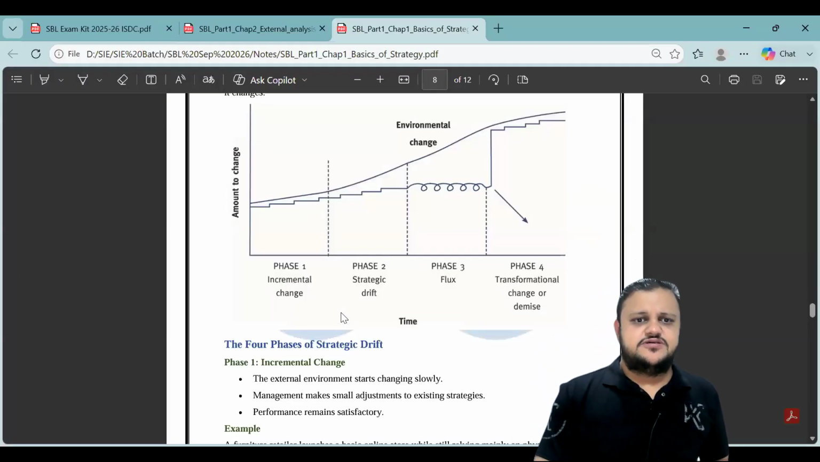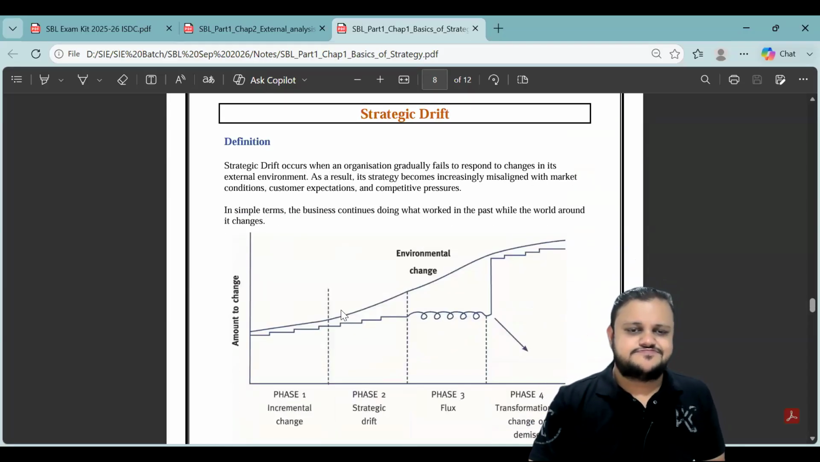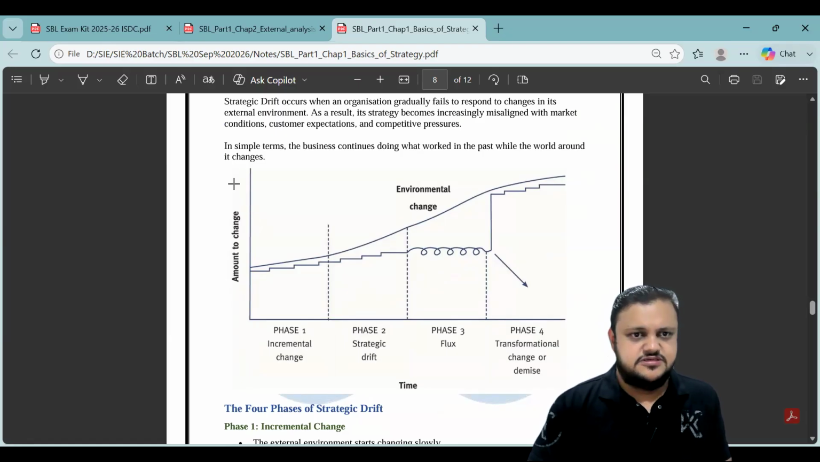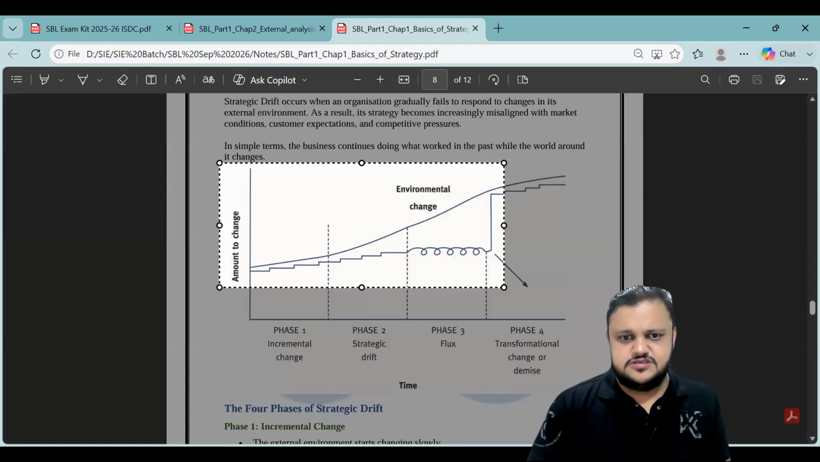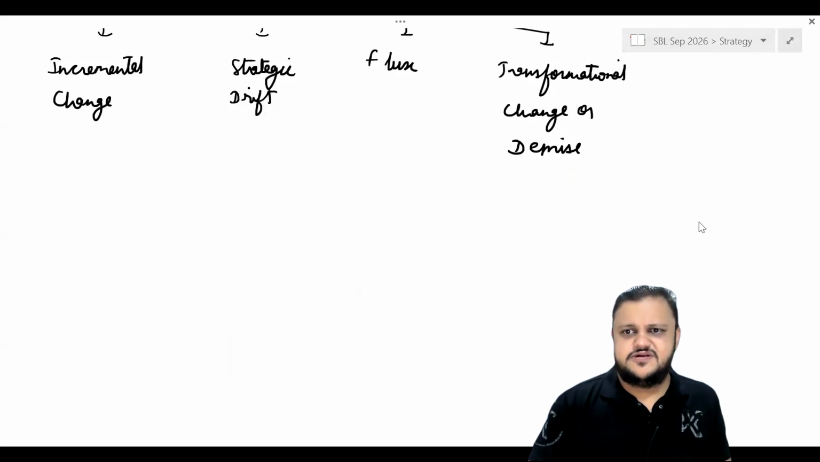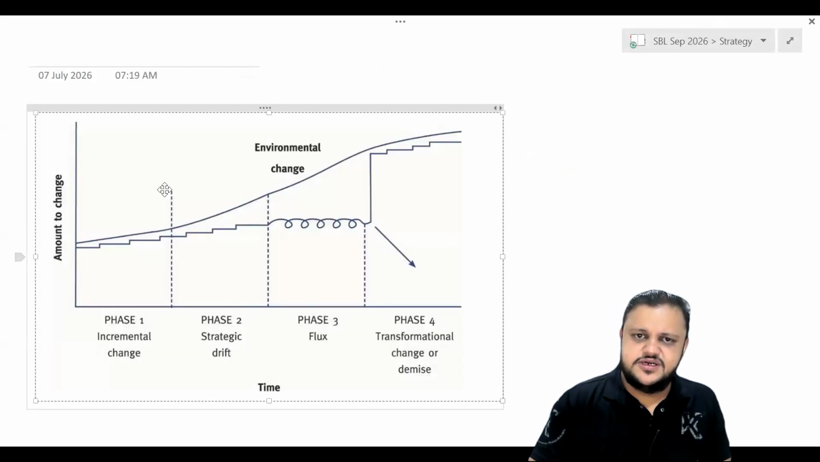So coming back to the four stages of strategic drift. Let's talk about strategic drift and how it affects your organization and how you can get out of it, right? Now see, if I look at this graph, we don't have to draw the graph. I'm just using the graph to explain it. What is strategic drift all about? Let's talk about strategic drift.